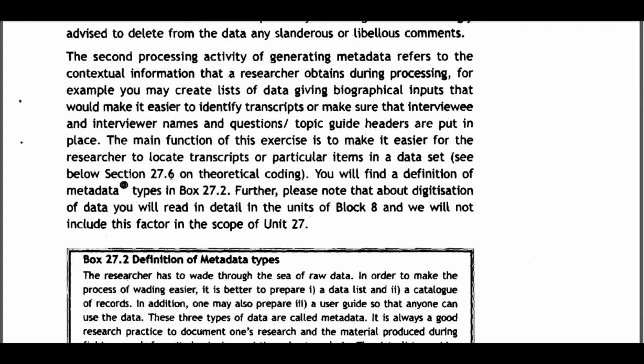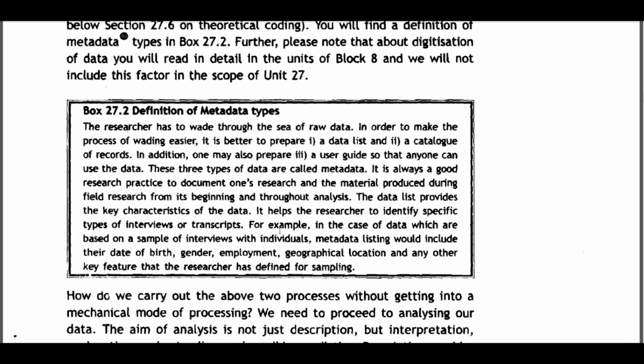See below section 26.6 for theoretical coding. You will find a definition of metadata types in Box 27.2. Further, please note that digitalization of data you will read about in detail in the inputs of Block 8, and we will not include this factor in the scope of Unit 27.